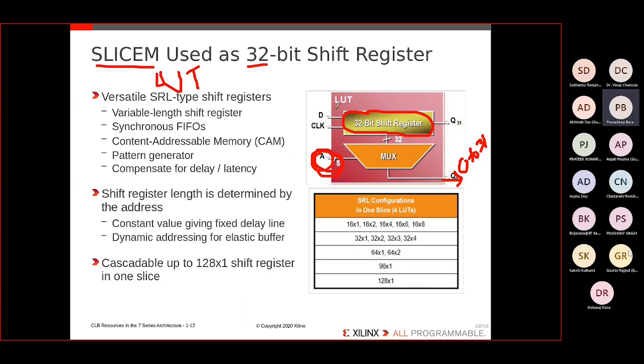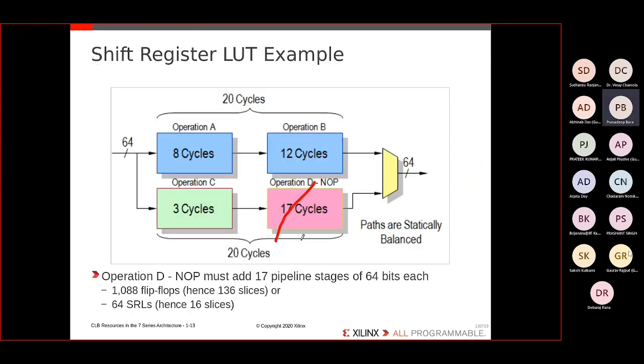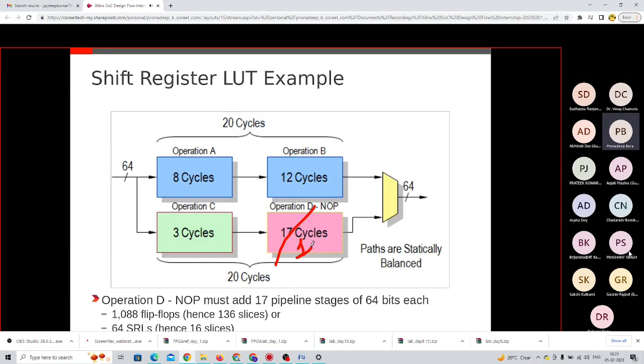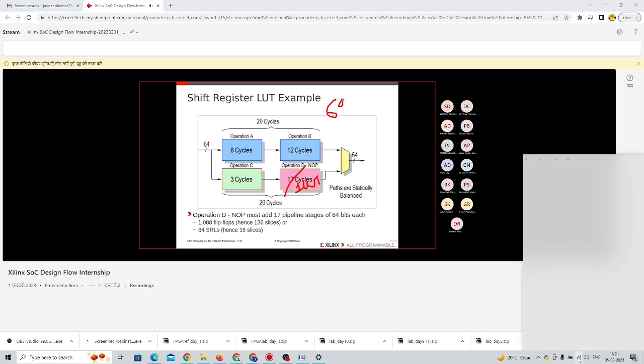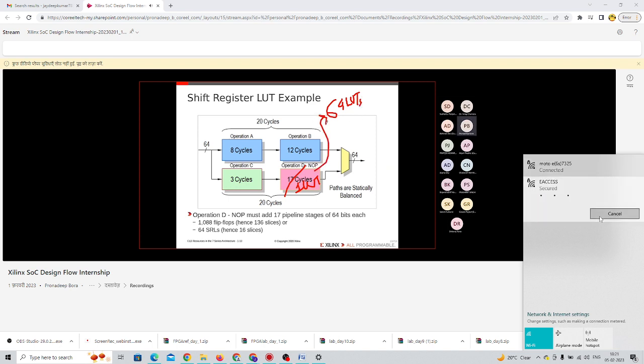Correct. So to delay 1 bit for 17 clock cycles, I need only one LUT. So how many LUTs are required? 64 LUTs. Is it fine? Did you get why 64 is required?